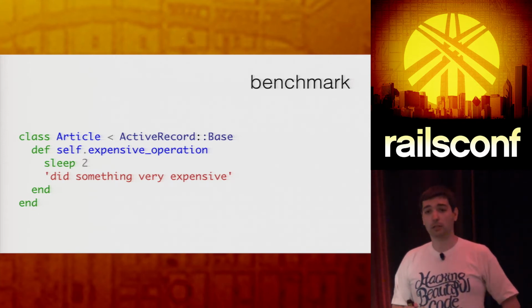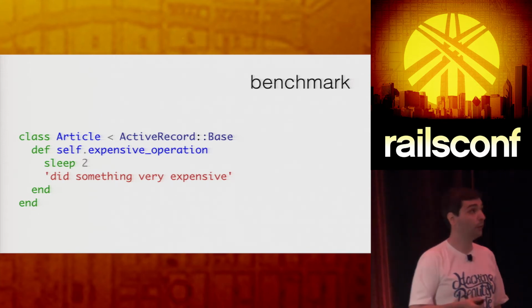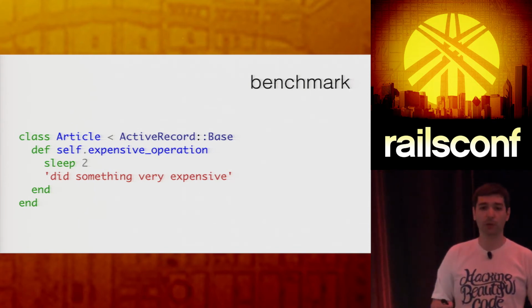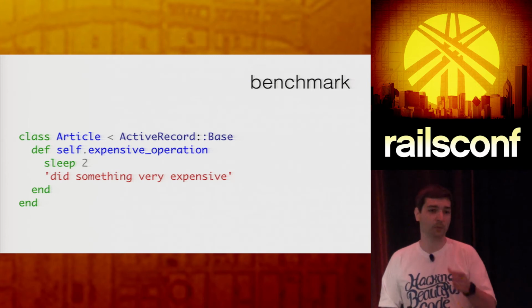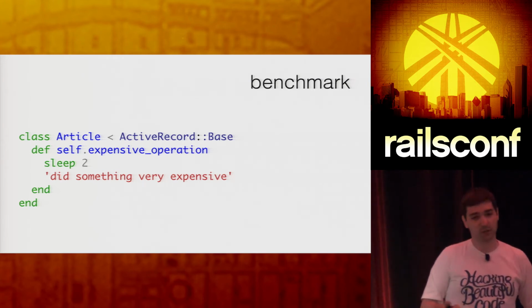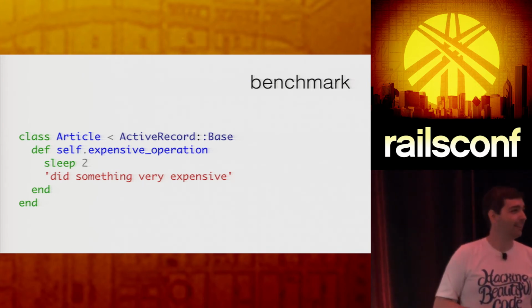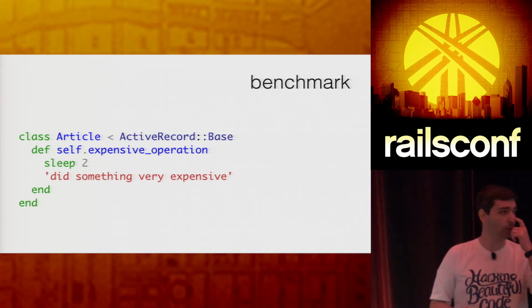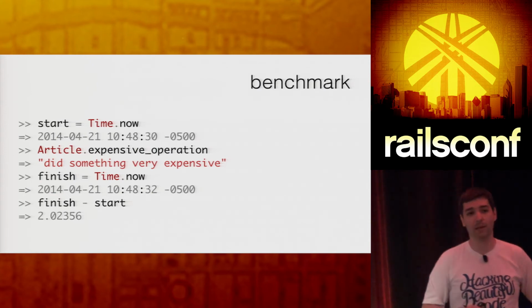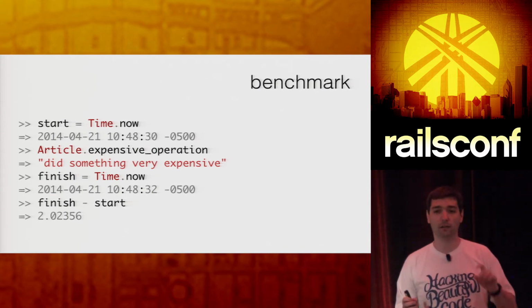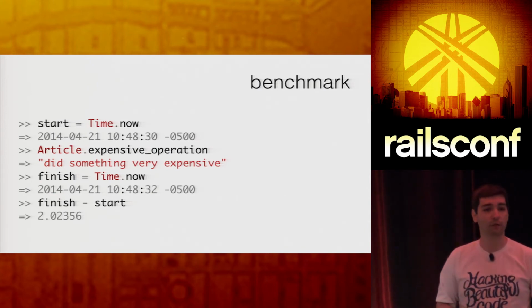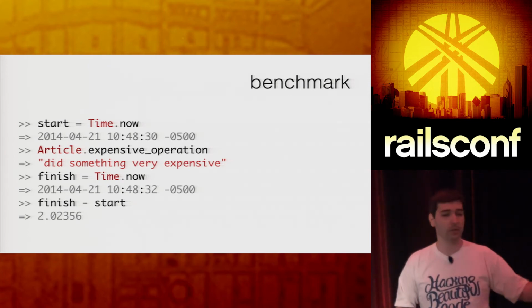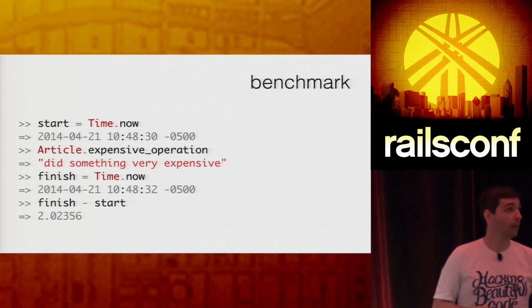And the last one I want to talk to you about in the Active Record area is benchmark. So let's say we have an expensive operation like this one that sleeps for 2 seconds. Very expensive, right? And you want to benchmark that. So we could use the Ruby Benchmark library, or we could do our own homemade benchmark, like grab the start and end times and calculate the difference to know how much it's taking. And it's going to tell you like 2 seconds or something, right?